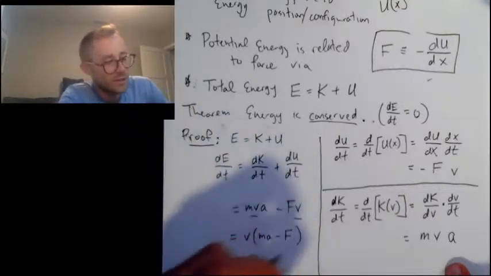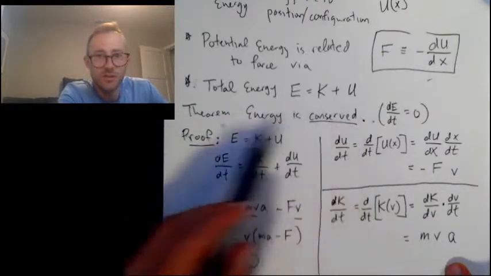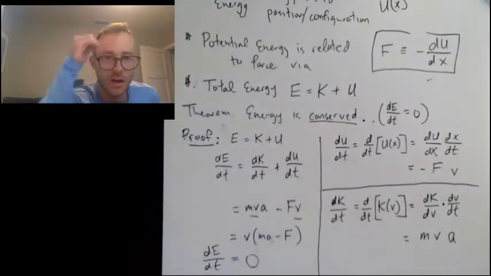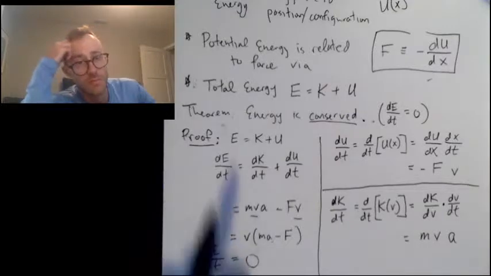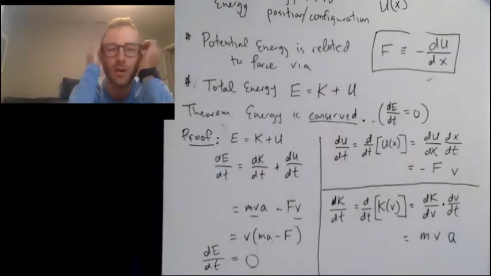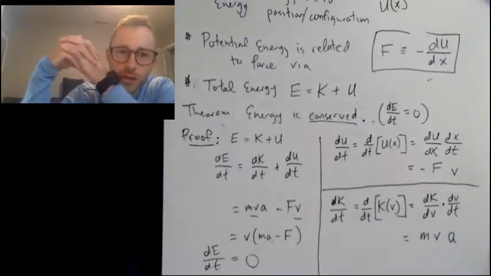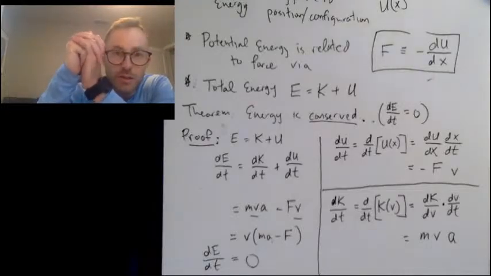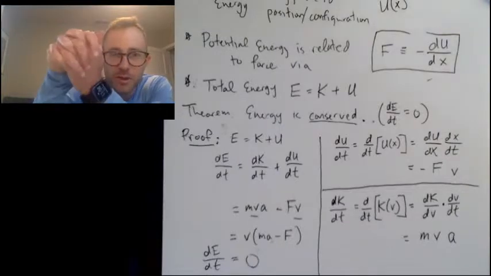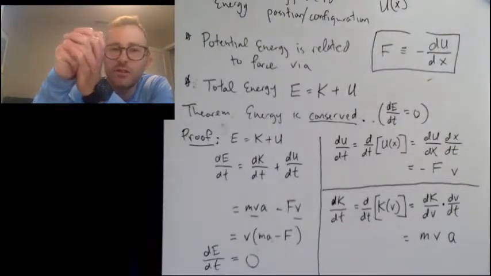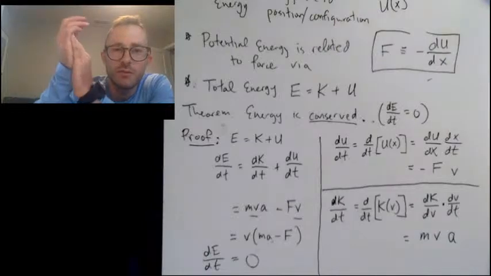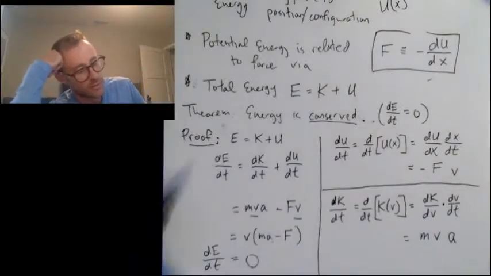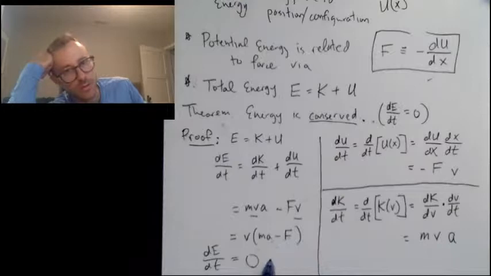Notice how the key, in order for energy to be conserved, Newton's second law has to be true. So when we're talking about classical physics, which is the subject of this class, energy is conserved because of Newton's second law. So Newton's laws are more fundamental than energy. You don't get energy conservation unless you have Newton's second law, because that's the key step, going from here to here.